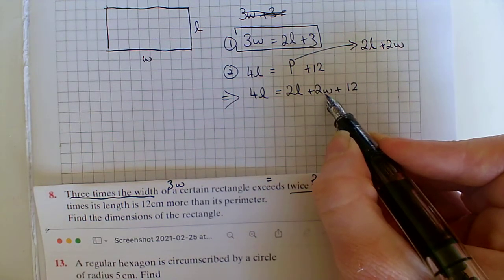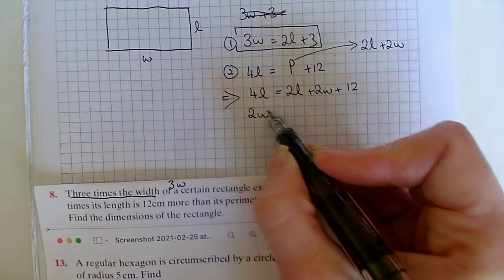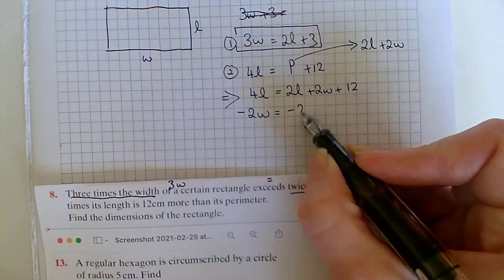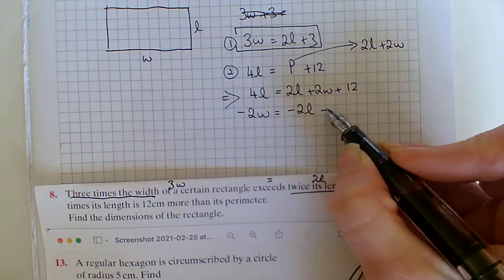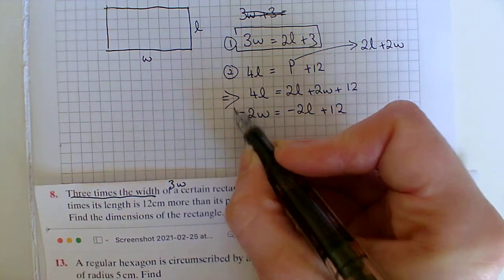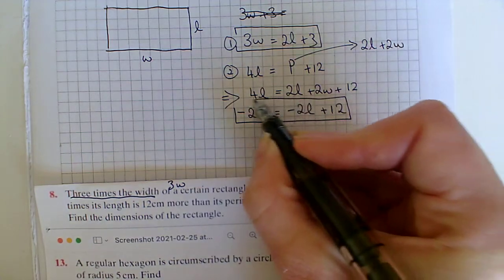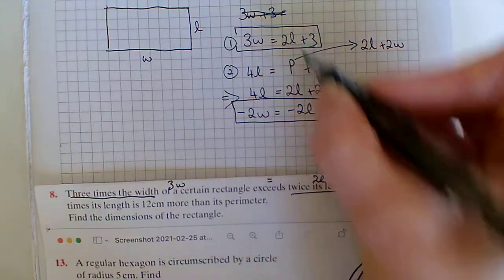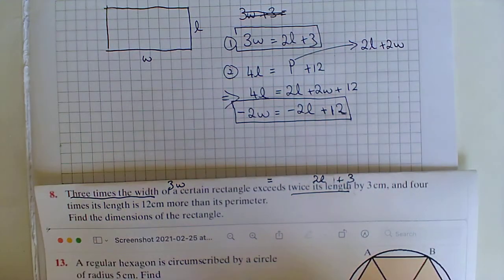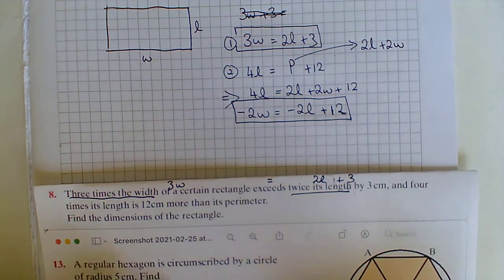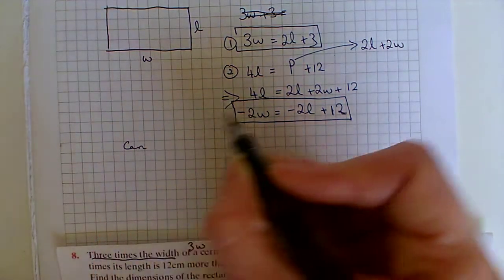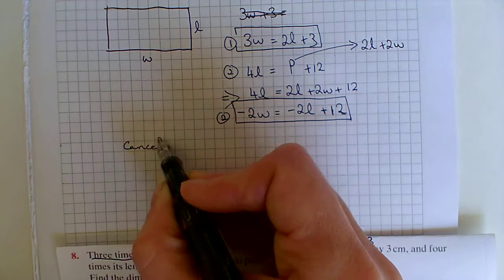So I want the widths over here. Twice the width is minus twice the length plus 12. What did I do there? I just rearranged my formula so that I have the widths matching up, the lengths matching up, and the numbers matching up. And now I can solve simultaneous equations, and we can see here that L will cancel straight away.